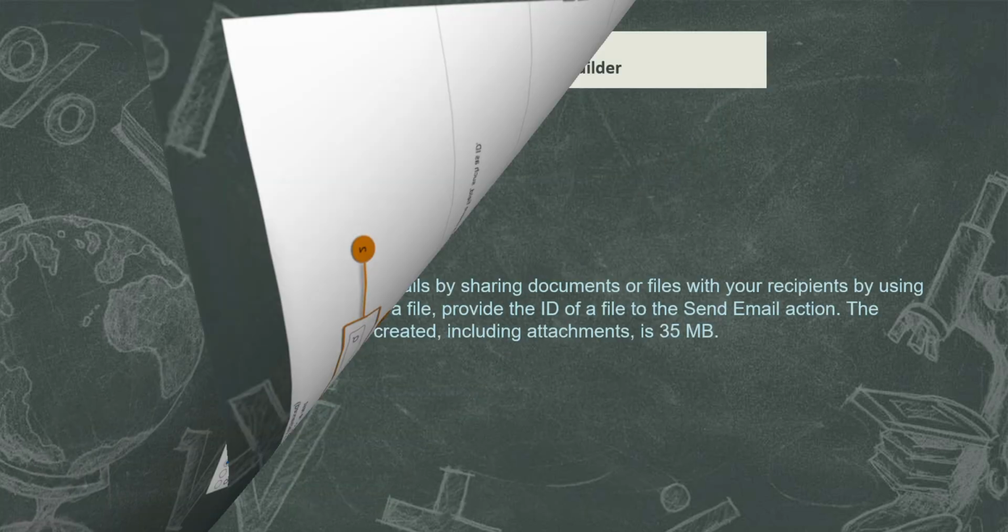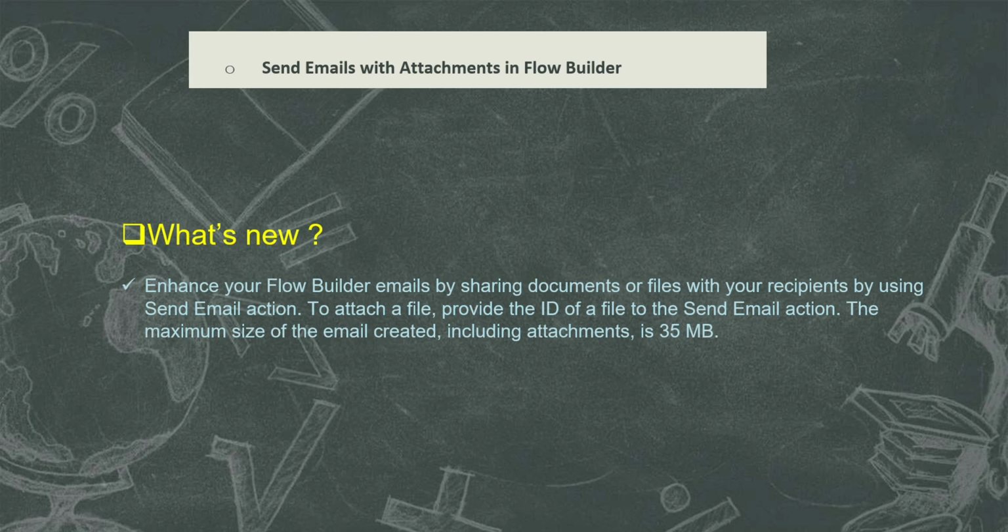So send emails with attachments in Flow Builder. What's new in this? Enhance your Flow Builder emails by sharing documents or files with your recipients by using the Send Email action. To attach a file, provide the ID of a file to the Send Email action. The maximum size of the email created, including attachments, is 25. You can simply add the ID of the classic email template, and it can automatically attach your file. Okay, attachment.